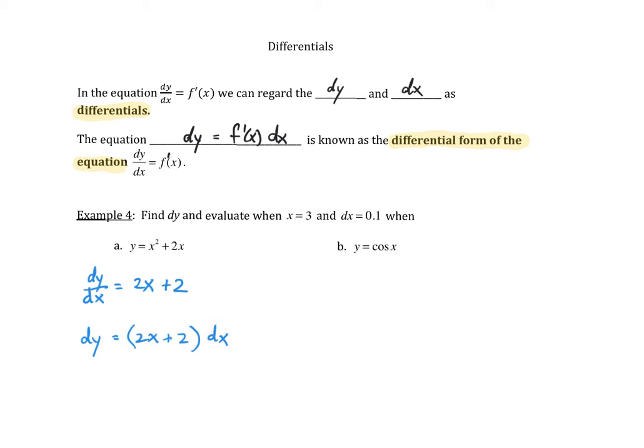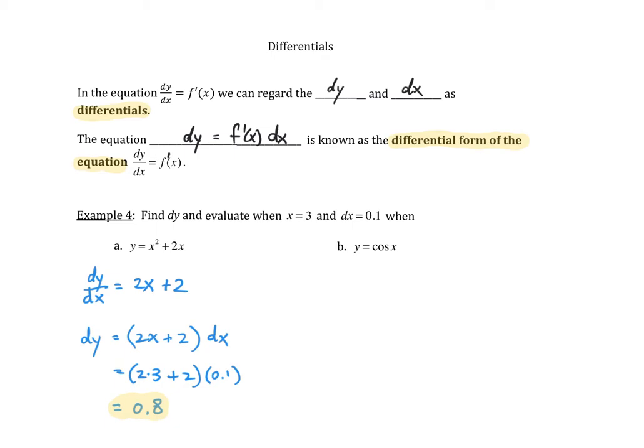So now I can substitute in the x value of 3 and the dx value of 0.1, and I'm going to get (2 times 3 plus 2) times 0.1. And when I plug that into my calculator, I get 0.8. So this is the small change in y that I was referring to. Let's highlight that.